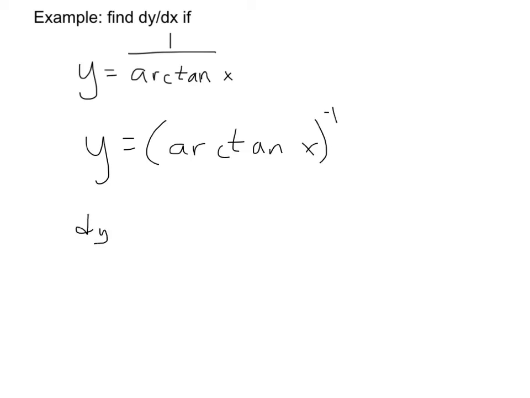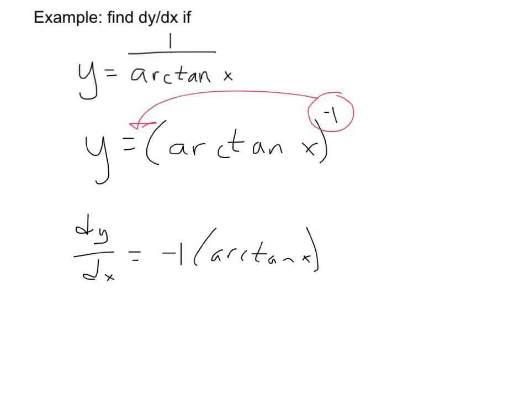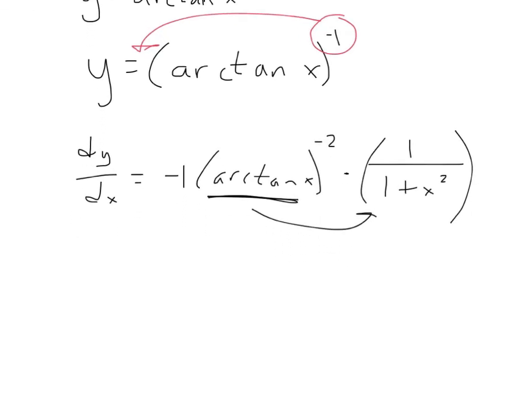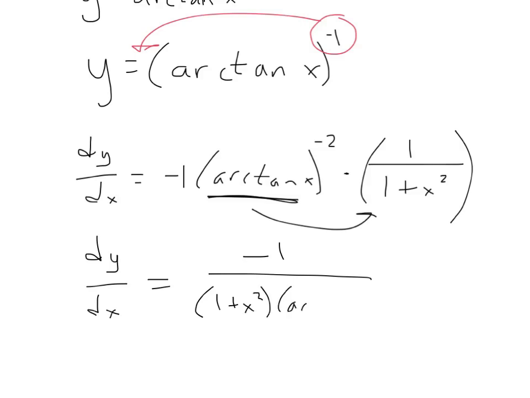So when we take the derivative, when we take dy dx, I'll bring the power down. This negative 1 will come up front. So negative 1 times arctan x, and I have to reduce the power by 1, so it goes to negative 2, times the derivative of what was inside. Now what's the derivative of arctan x? Ends up being 1 over 1 plus x squared. And so this is not the prettiest problem in the world, but we can write it down. dy dx is negative 1 over 1 plus x squared times arctan x squared. Again, not pretty, but that is the derivative.